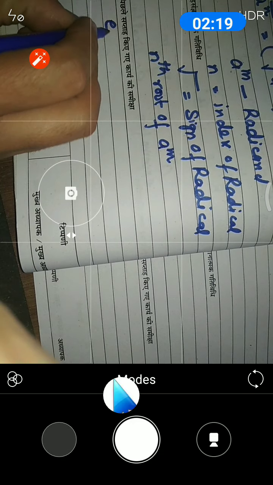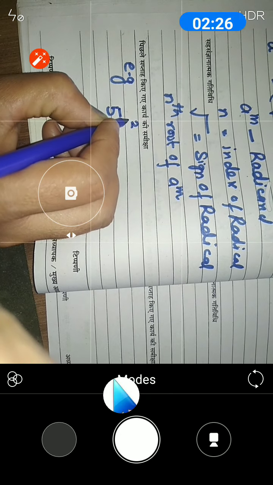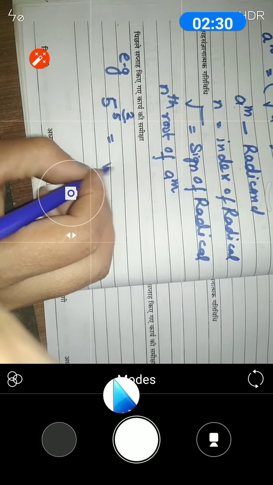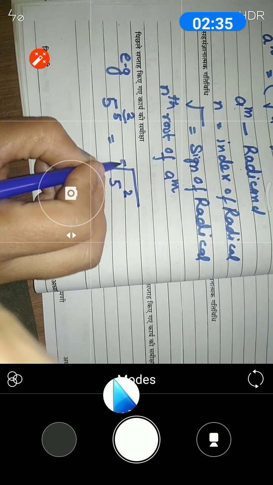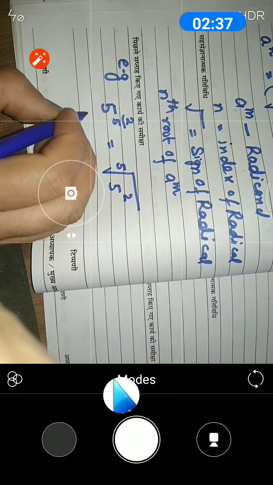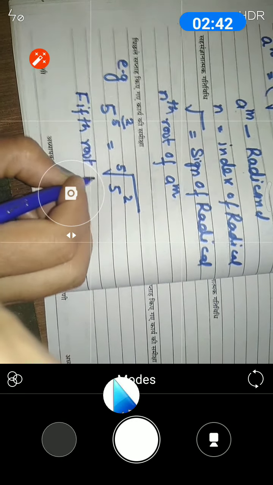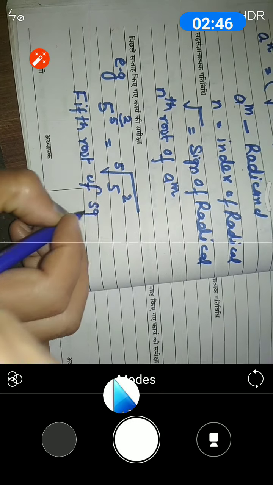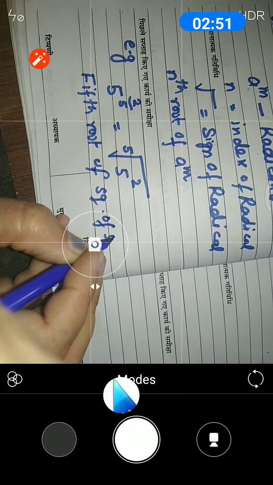Let me take an example. For example, we have to express a number with exponent 2 by 5. So how do we write the radical form? We write 5 raised to the power 2 and 5 is outside. So how do we read this number? We read this number as the fifth root of the square of 5.